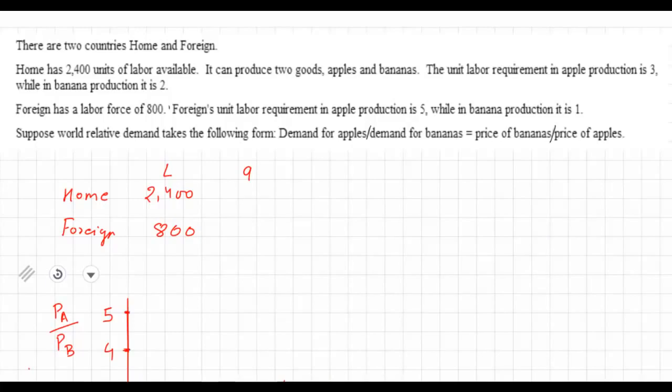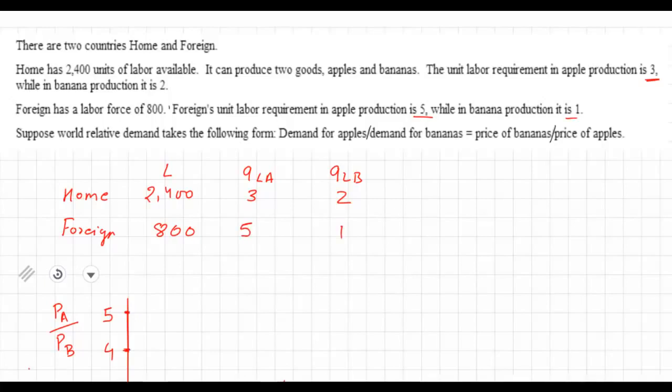The labor requirements for apple in the home country, ALA, is 3. And for the banana production, ALB is 2. For the foreign country, it's 5 and 1.